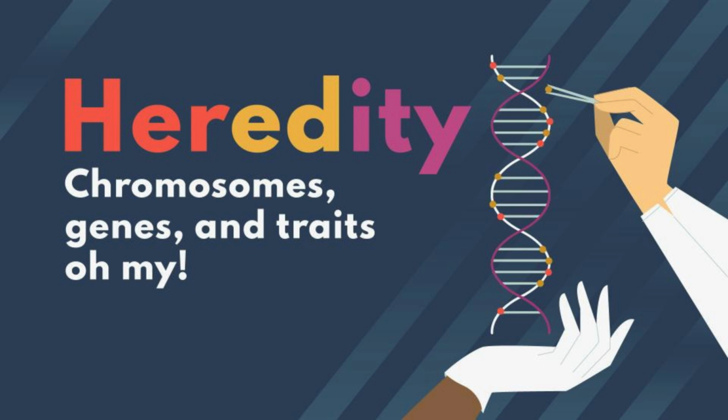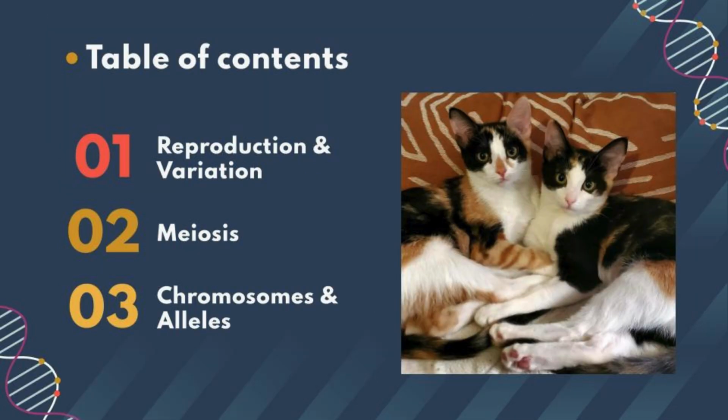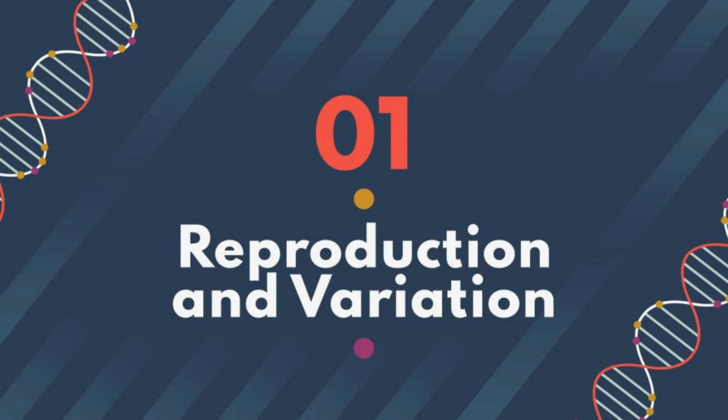Welcome back to Unit 4. Today we're going to be discussing heredity, chromosomes, genes, and traits. So we're going to start with reproduction and variation, then we're going to transition into meiosis, and last we'll talk about chromosomes and alleles.